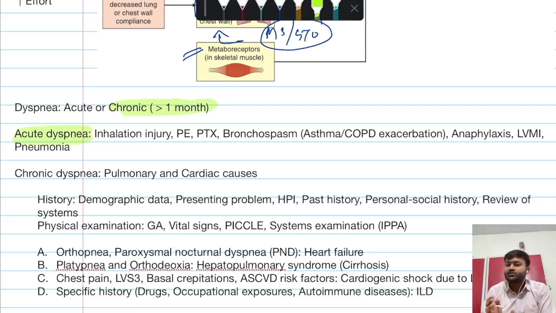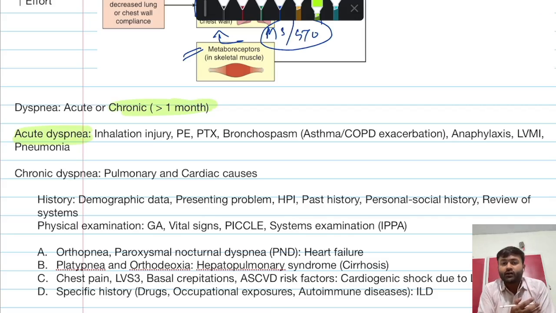This includes inhalational injury like in burn patients, pulmonary embolism, pneumothorax, bronchospasm that includes asthma and COPD exacerbations, anaphylaxis, left ventricular MI, or pneumonia. This can also include various surgical diseases. For example, tension pneumothorax can produce acute dyspnea, or massive hemothorax can also do it.